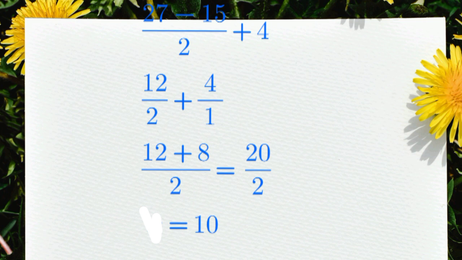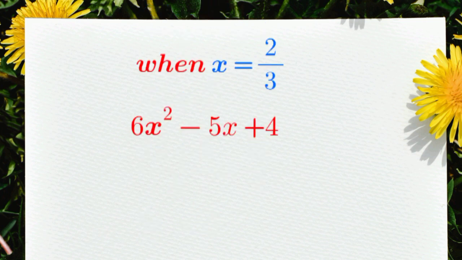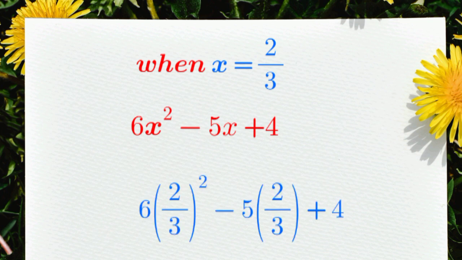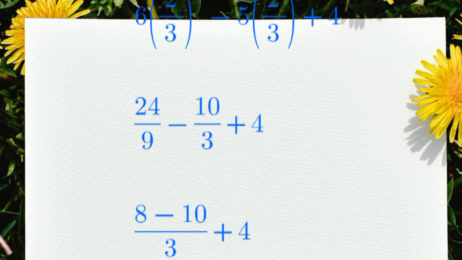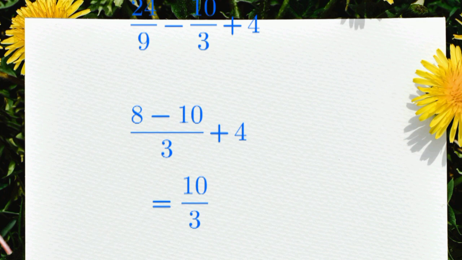Now, for the next one, when x is equal to 2 over 3. When we substitute it into our equation, we're left with 6 multiplied by (2 over 3) all raised to the power of 2, minus 5 multiplied by 2 over 3, then plus 4. So this is going to give us 24 over 9 minus 10 over 3 plus 4. So we're left with 8 minus 10 over 3, that is when we subtract 24 over 9 minus 10 over 3, then plus our 4. So this is going to give us 10 over 3. So when x is equal to 2 over 3, our answer here is 10 over 3.